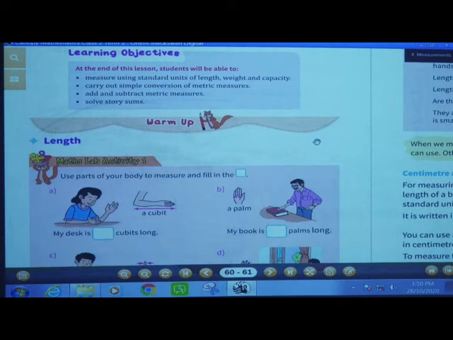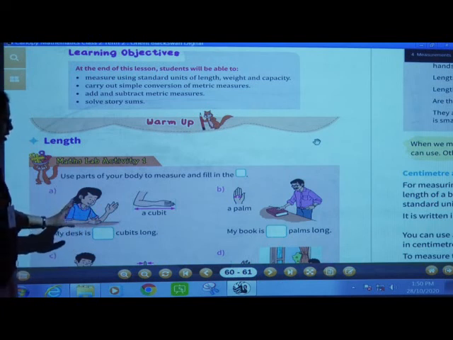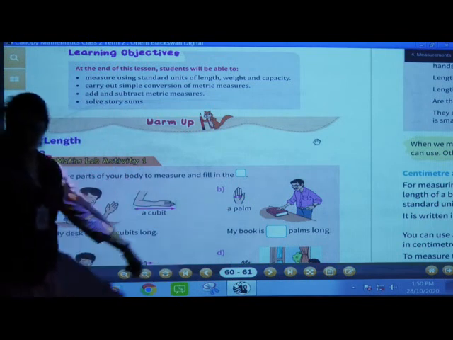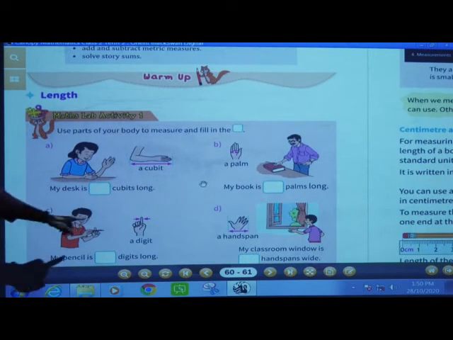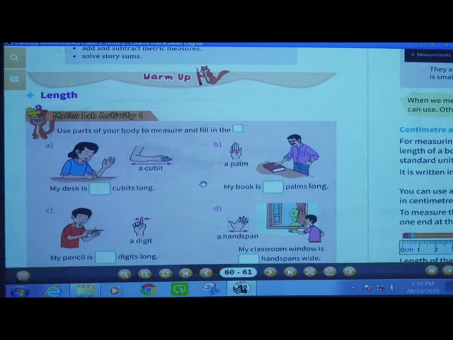We can measure the length with the help of our body parts; these are called non-standard units. We can use our body part for measuring length, that is called non-standard units. For example, cubit, palm, a digit and a handspan. We will see one by one.